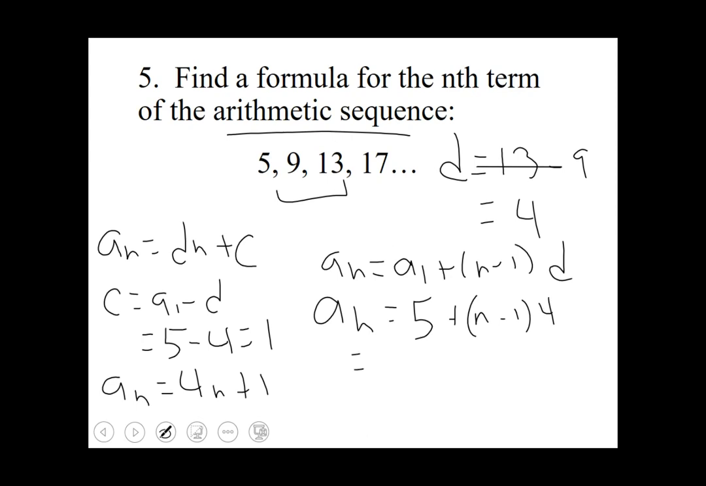We're going to go ahead and distribute. So 5 plus 4n minus 4. And you can see that if you combine like terms, you wind up getting that a sub n equals 4n plus 1. So obviously the two answers that you get are equivalent.